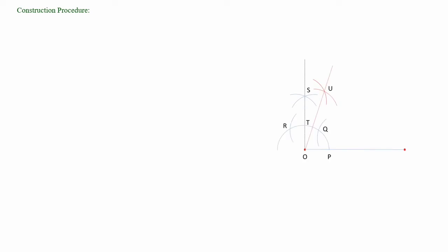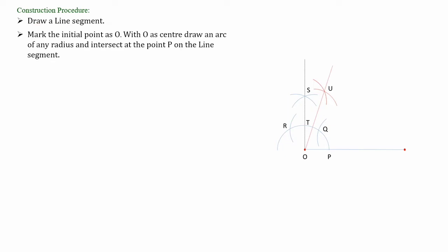Next, the construction procedure. So this is the diagram we have drawn before. By using this one, we are going to write the construction procedure, or steps of construction. For writing the steps of construction, you can use your own way of writing. It's not a problem. Please do not copy. First of all, we have to draw a line segment. Then mark the initial point as O, and with O as center, draw an arc of any radius and intersect the point P on the line segment.